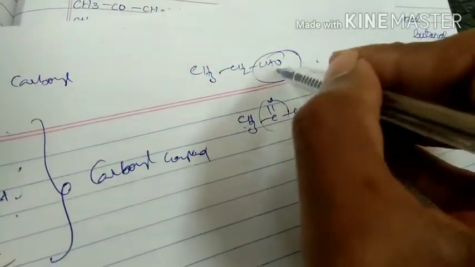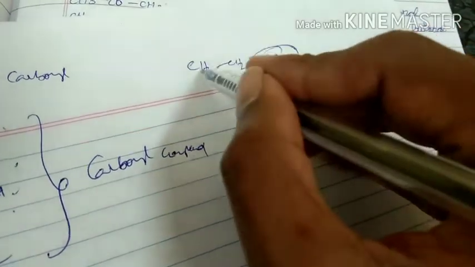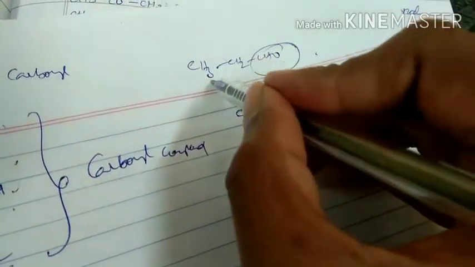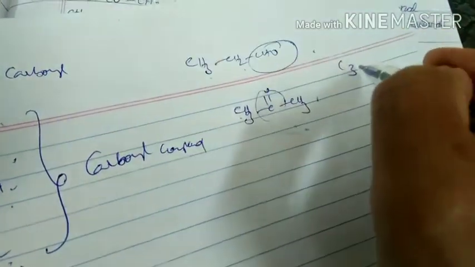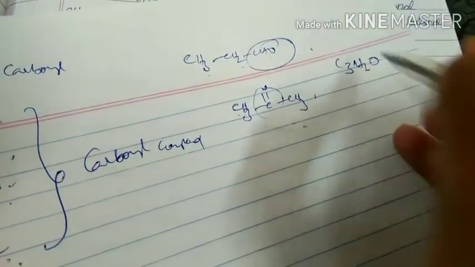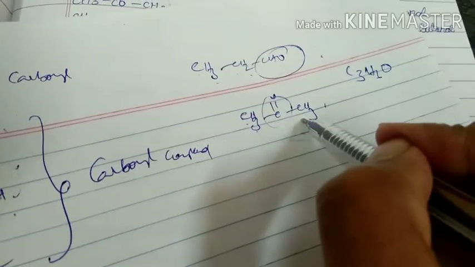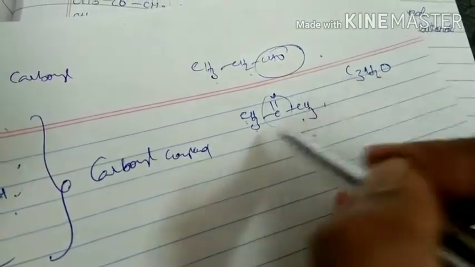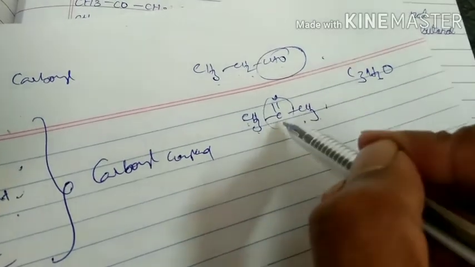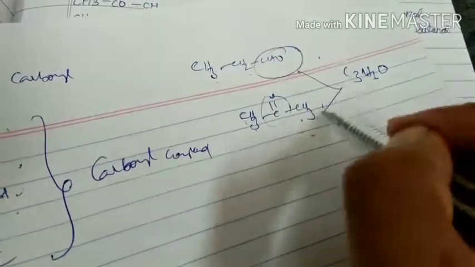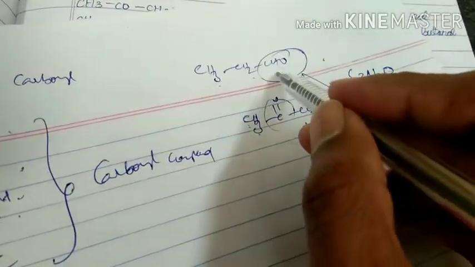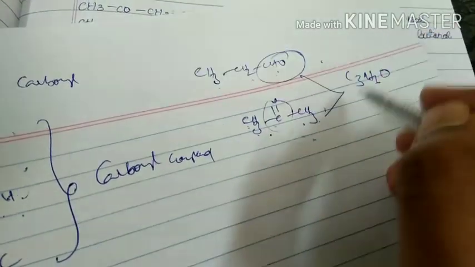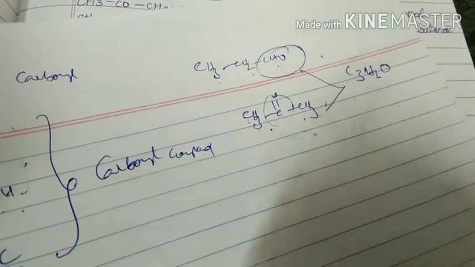What is the molecular formula for this one? How many carbons? 1, 2, 3. 3 carbons. Here how many hydrogens? 3 plus 2, 5 plus 1, 6 hydrogens, 1 oxygen. In this case also the molecular formula is the same. How many carbons? 1, 2, 3. How many hydrogens? 3 plus 3, 6. 1 oxygen. So both have the same molecular formula, but the functional groups are different. Here the functional group is aldehyde, here it is ketone. So both are functional isomers.